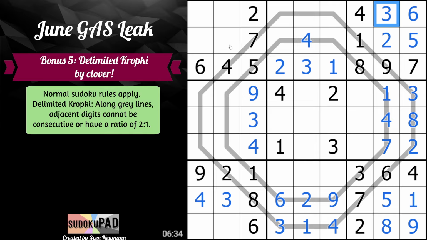9 could go there, so that's not that helpful. 6. 6 has to go here. That's an easy bit. 8, 9, and something. Actually, we're missing 3. This has to be 3. So then we need 8 and 9. 8 cannot go next to 4. So this is 9. This is 8. 9, 1 is resolvable here. 1 has to go there, just simply put.